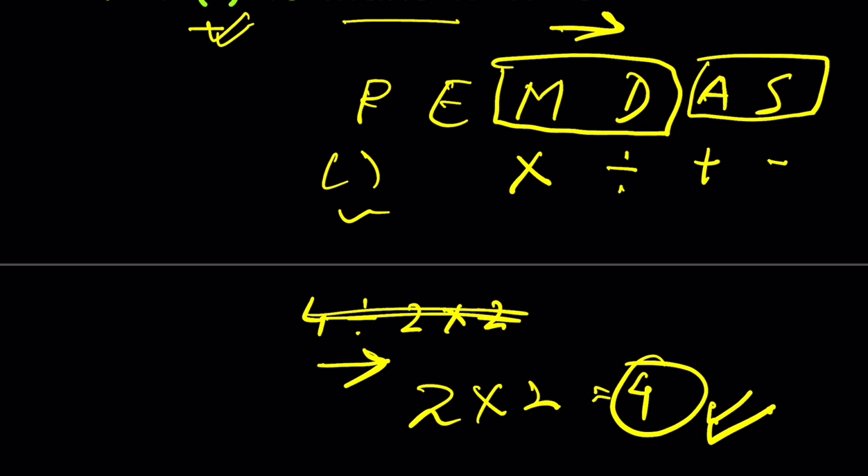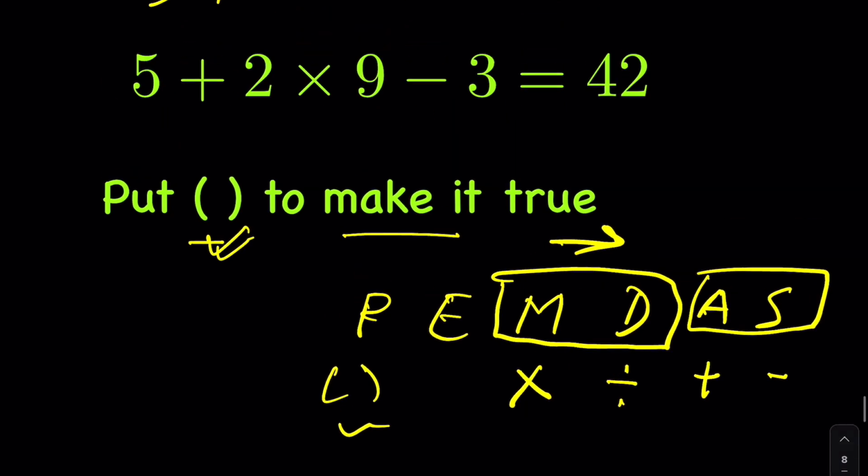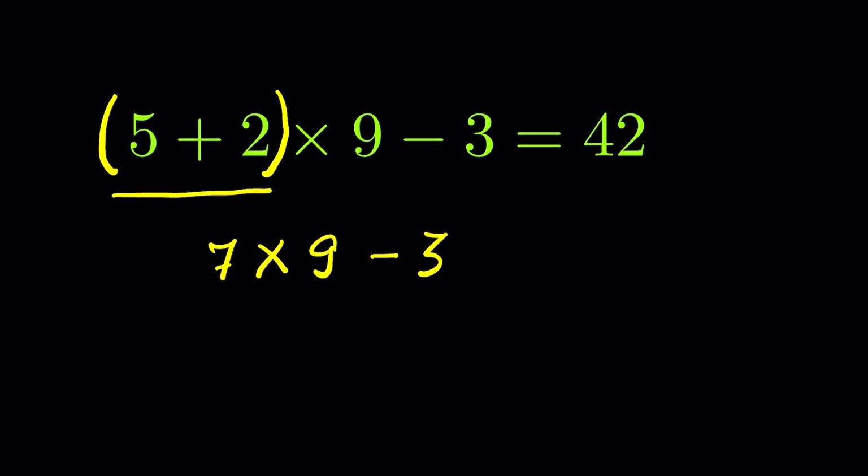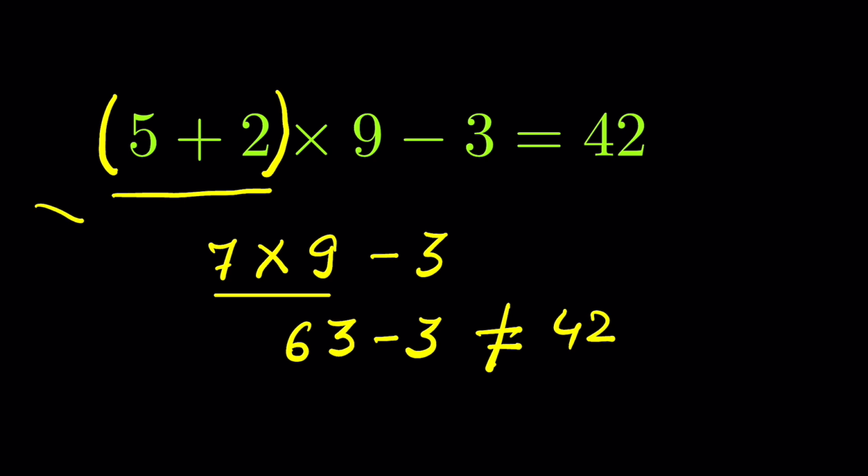Now let's put parentheses and see whether we are able to make the statement correct or not. Let's put the parentheses first here. That means we have to do this operation first. 5 plus 2 is 7. Then we remove the parentheses, then times 9 minus 3. Again, before subtraction we do multiplication. 7 times 9 is 63 minus 3, not equal to 42. So this is not correct.